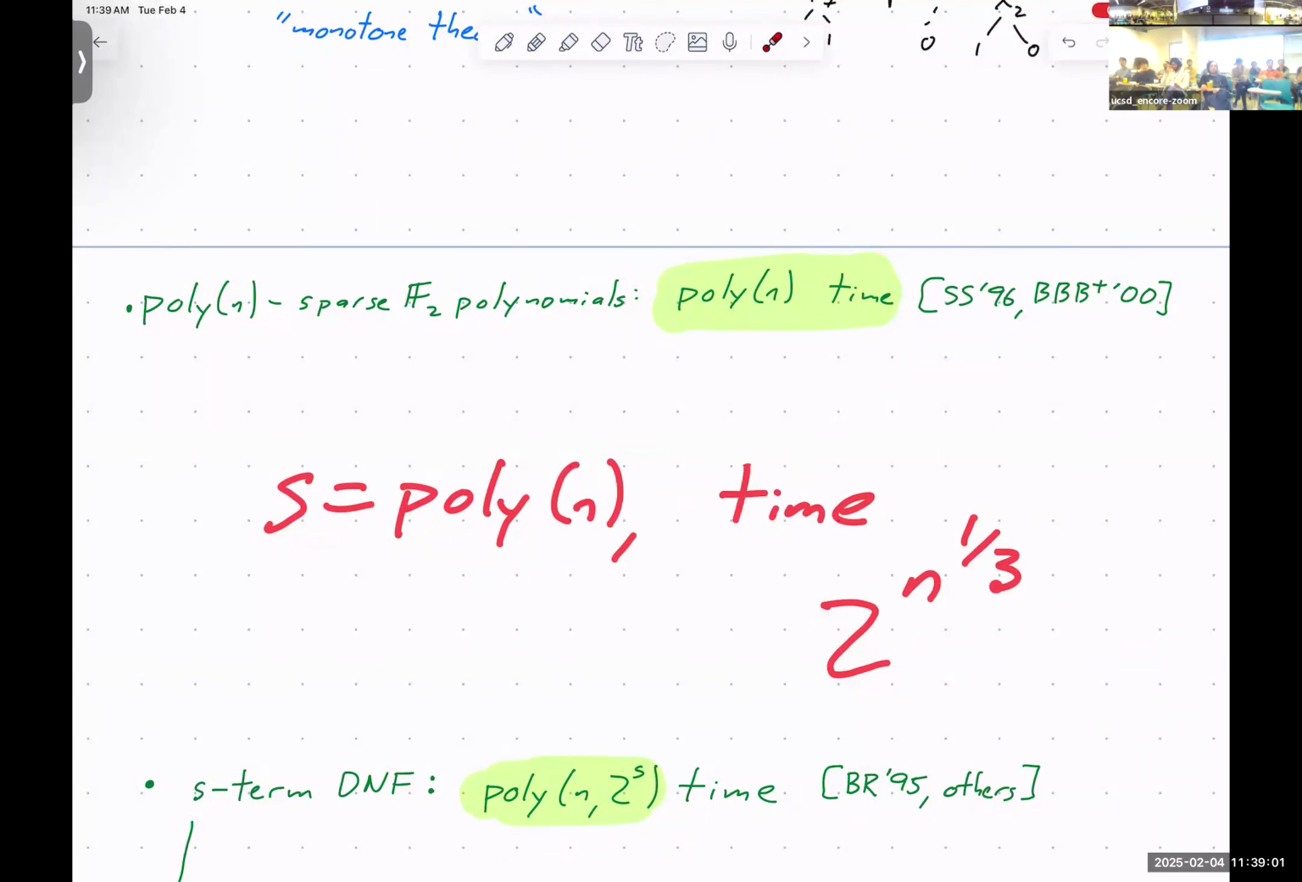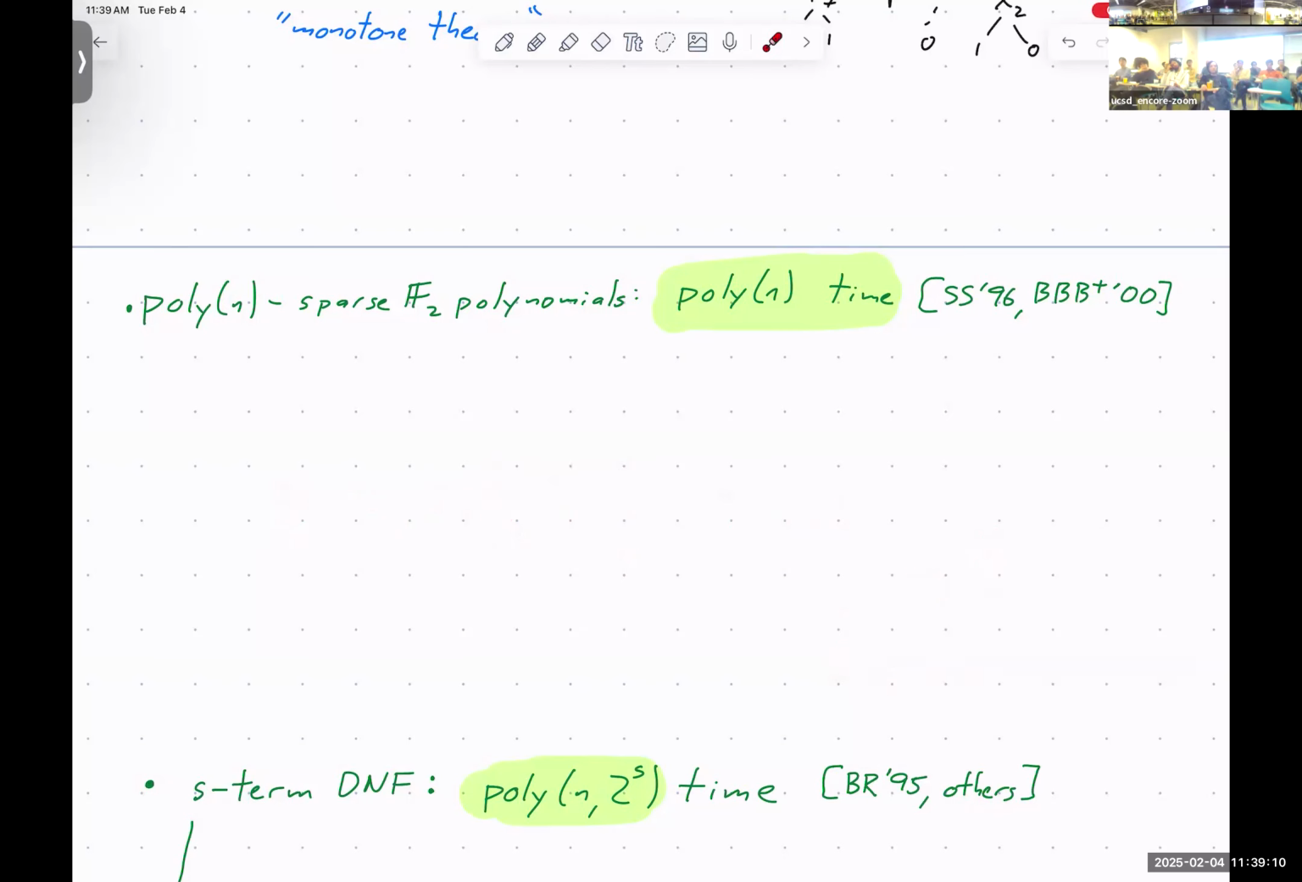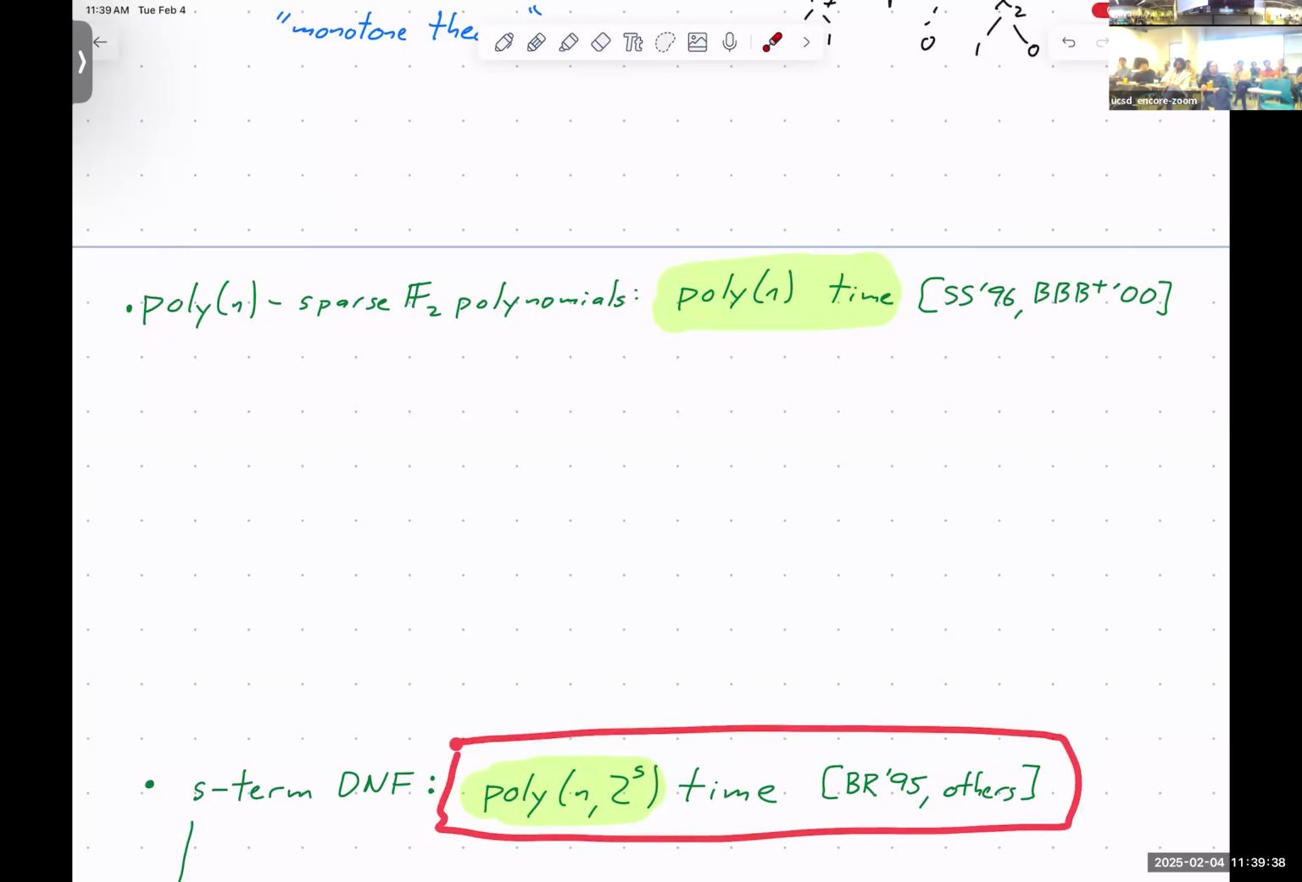If you think about DNF formulas with a largish number of terms, S equals poly n, another regime you can think about is when S is very small, like S is 5, or S is log n. Unfortunately, the result I was telling you about before doesn't do any better if you have a relatively small number of terms. If S is small, until very recently, the state of the art was polynomial time in n and 2 to the S. There were 3, 4, 5 different approaches that did this. Blum and Rudich was, I think, the first one. You can do this using automata. You can do it using the monotone theory. There are a bunch of different ways of getting a running time like this for DNF formulas with a relatively small number of terms.